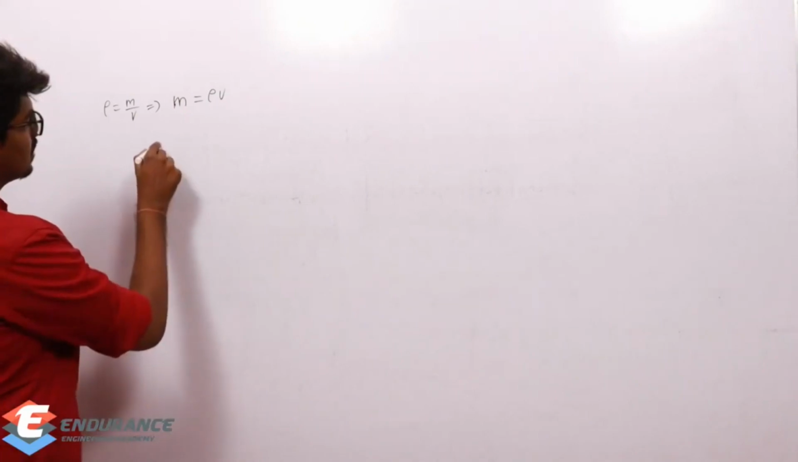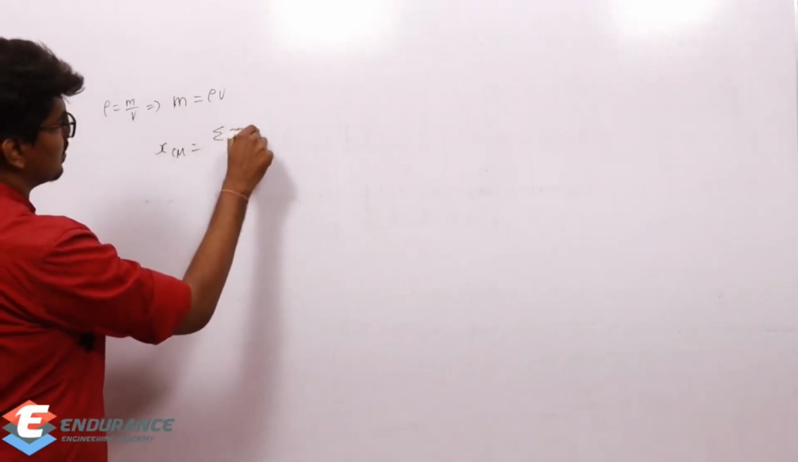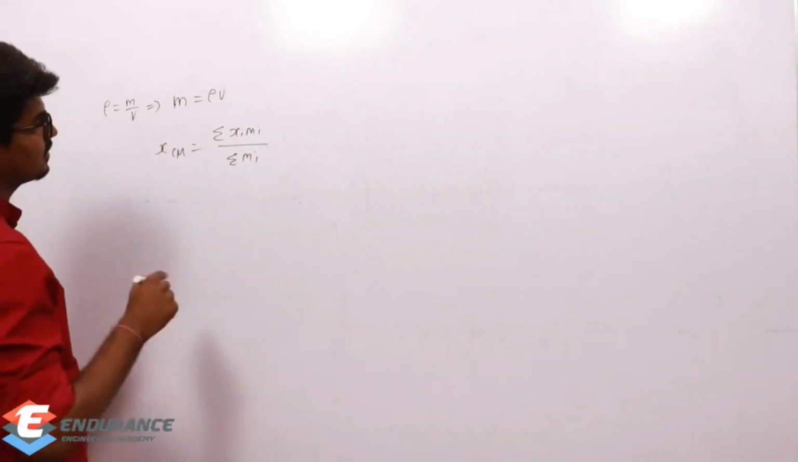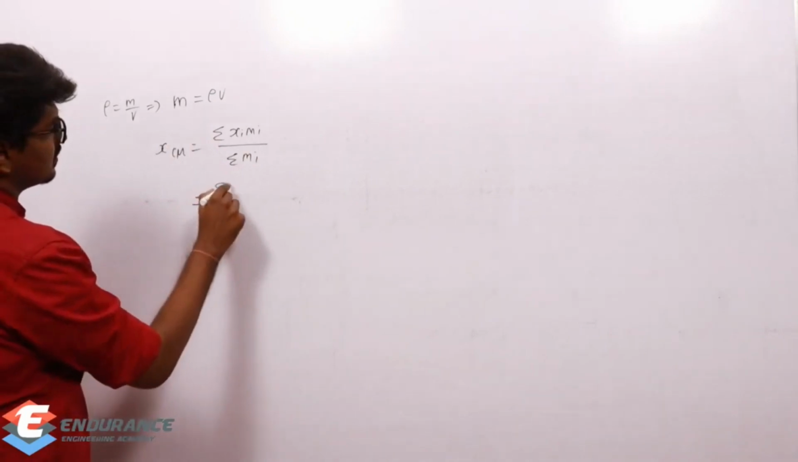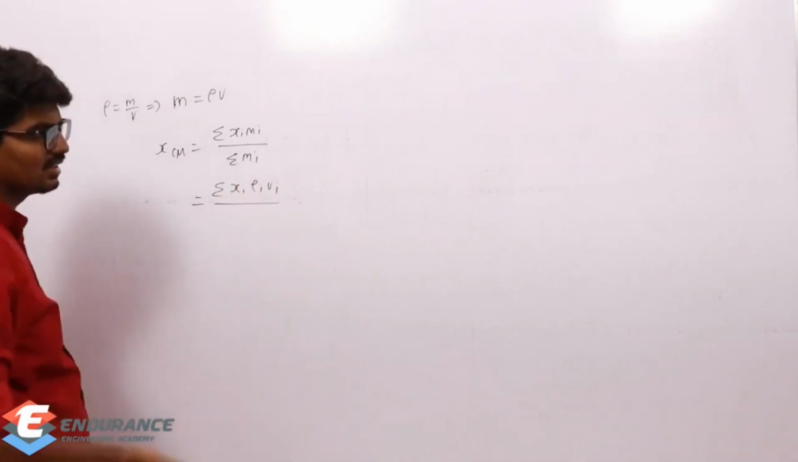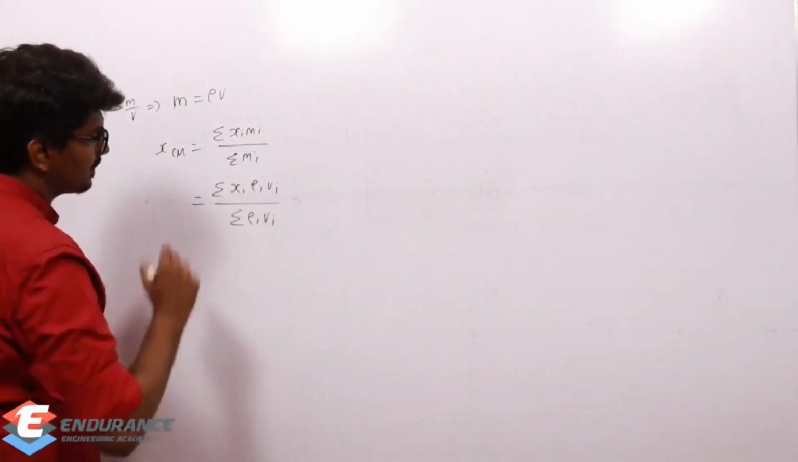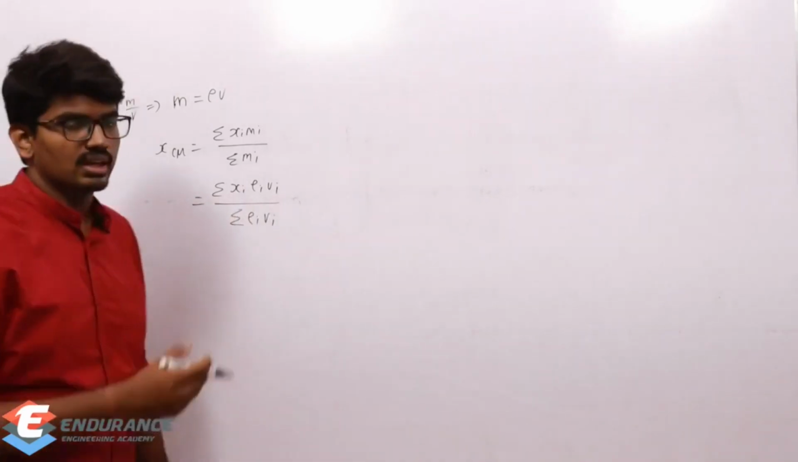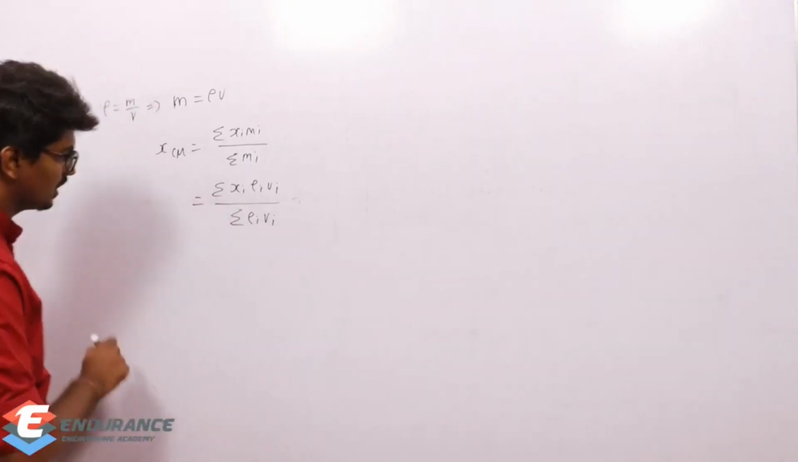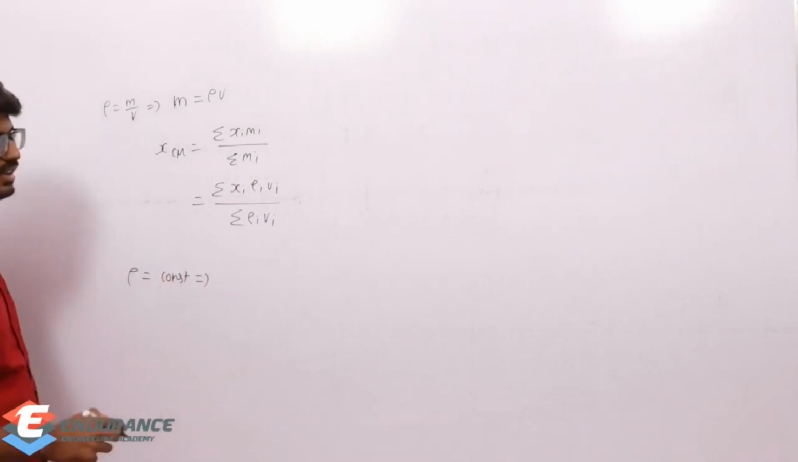We already know center of mass is nothing but the summation of xi into mi by summation of mi. So in place of mi, I can replace it simply with rho_i into vi, where rho_i is density and vi is volume, and here the summation of again rho_i into vi. Suppose I am taking a homogeneous body, where density is the same throughout the body. If density is constant, then what will happen?